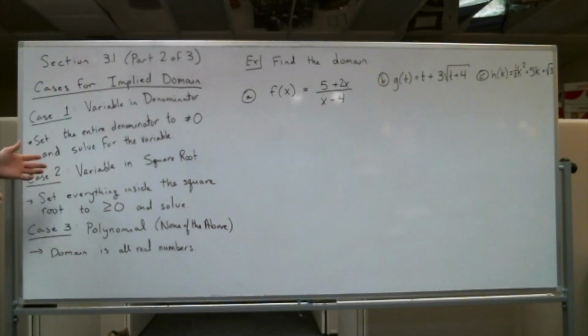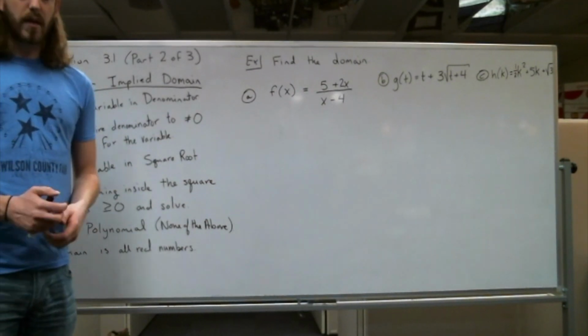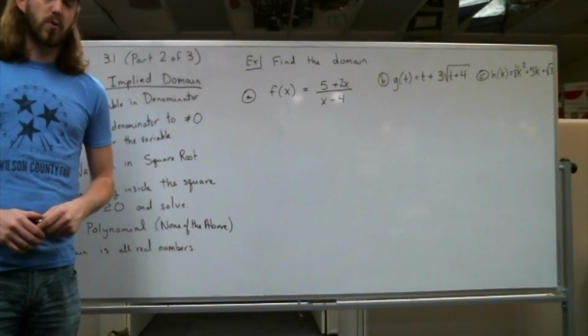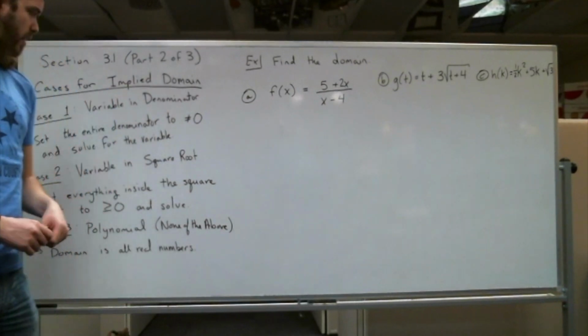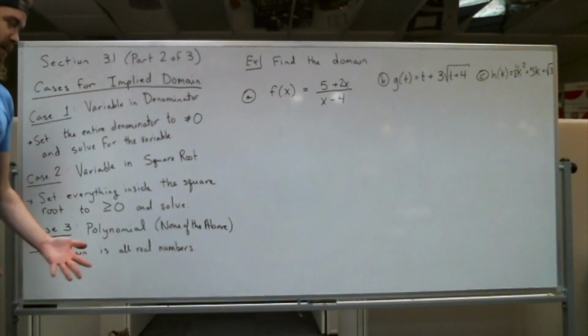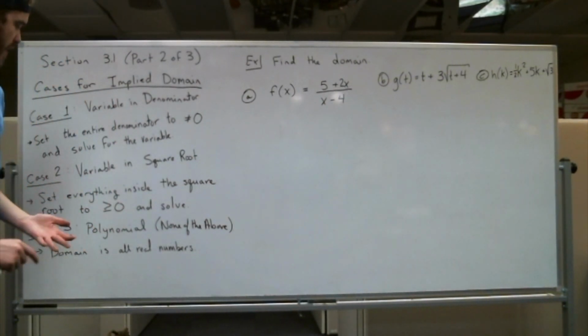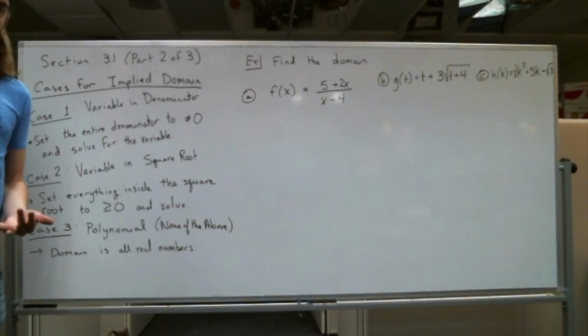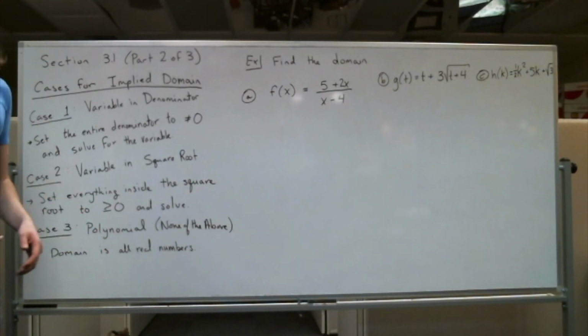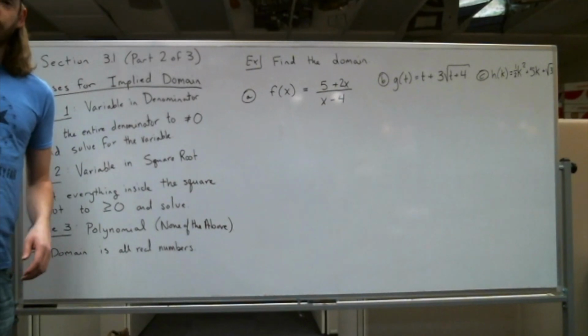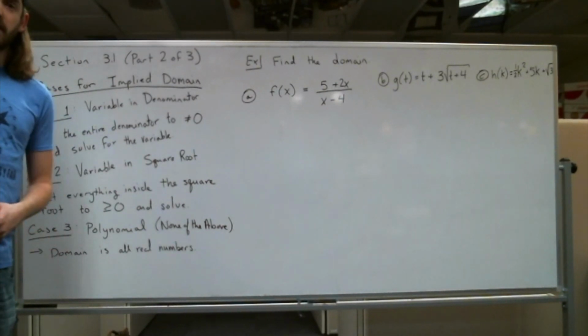Then we'll write our answer in interval notation. For a variable in a square root, we're going to set everything inside the square root to greater than or equal to 0, and then we're going to solve that because we cannot have negative numbers inside our square root, right? But if there's none of the above, so there are no variables in the denominator and no variables inside of a square root, then it's just a polynomial and your domain is automatically going to be all real numbers, or negative infinity to positive infinity.